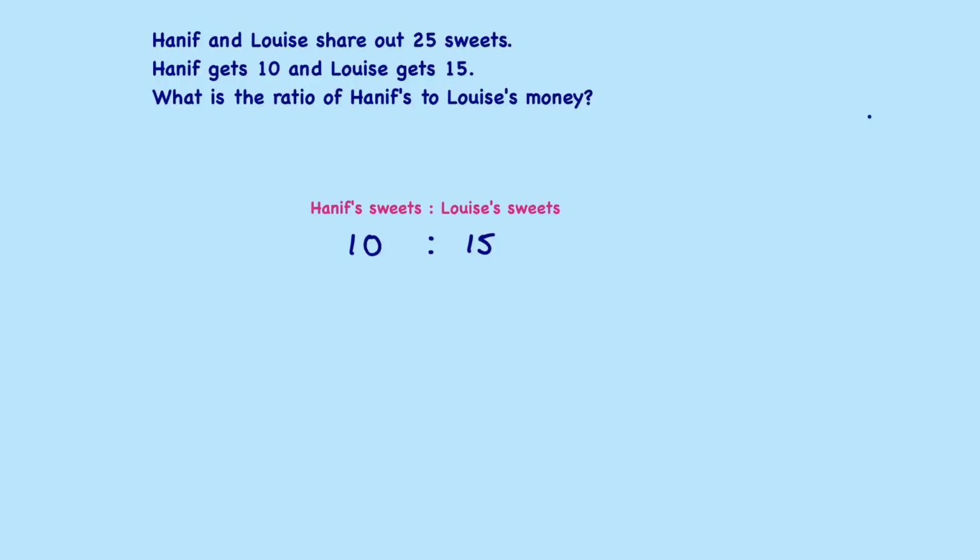Again, we have to make sure that's simplified, like we do with fractions. So we'll see what is the biggest number that will divide in both of these. So that will be 5. So we divide both sides by 5. And when we do that, we will get 2 to 3. And as these are both prime numbers, they cannot be simplified any further. The ratio of Hanif's to Louise's money is 2 to 3.